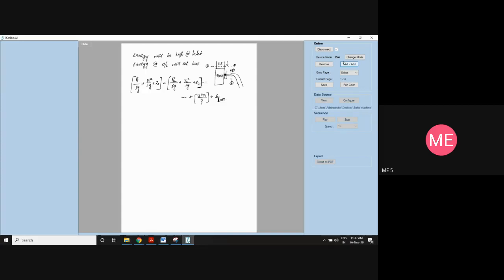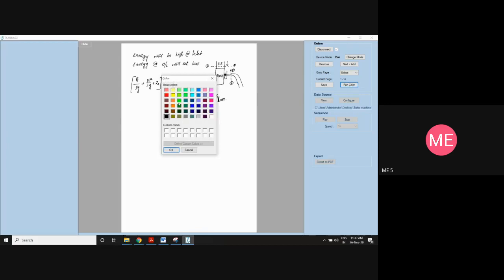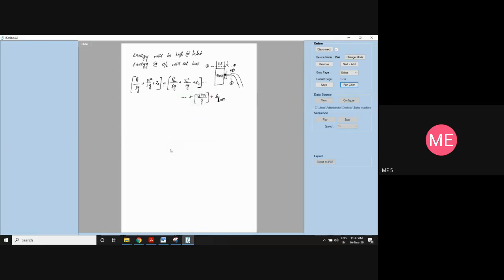P1 by rho g plus V1 square by 2g plus Z1 is equal to the right hand side, everything. So this term indicates the energy consumed to generate power. Correct?